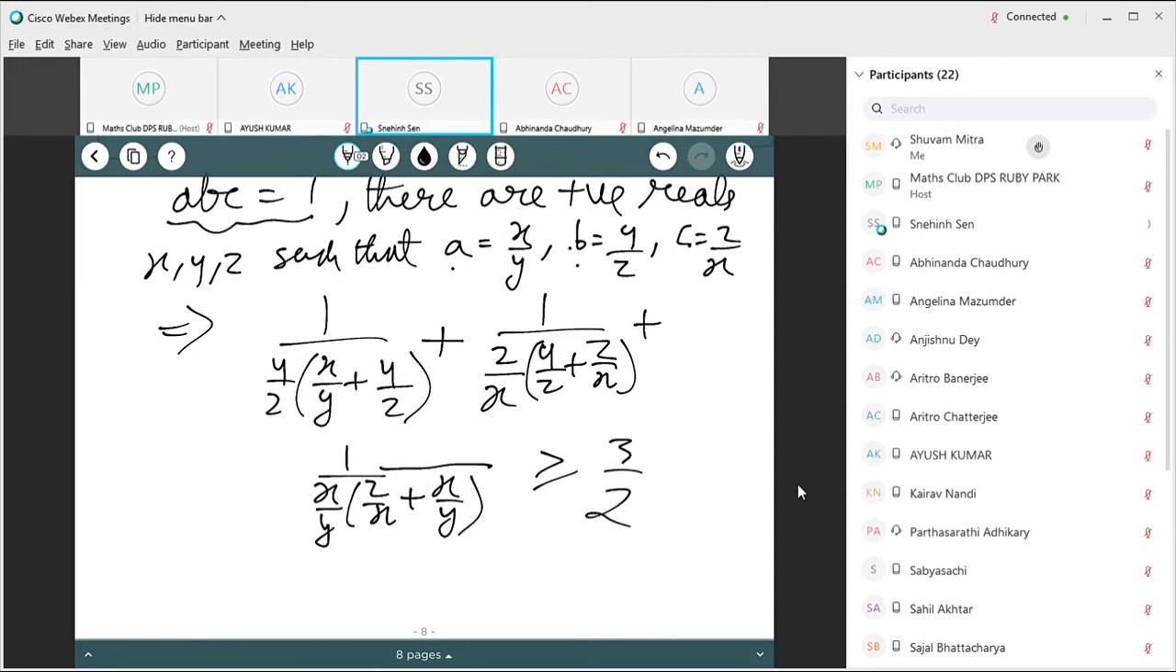Why better? We don't have any restriction. Once we have utilized the information, we don't have any restriction on x, y, z. Earlier we had a restriction on a, b, c, which to implement and to remember might be a problem sometimes.